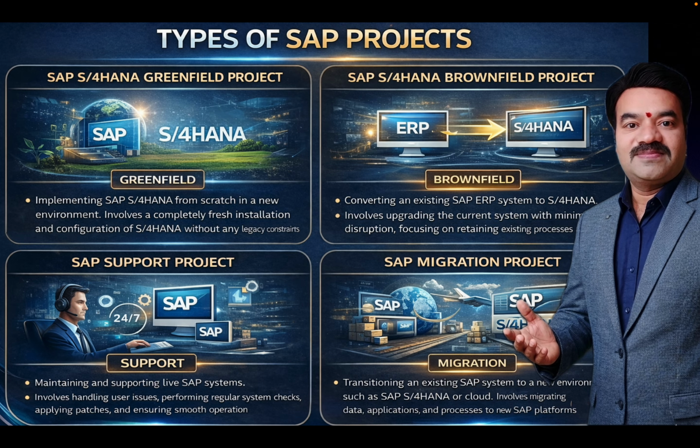Now here we have the SAP support project, where we are going to maintain and support live SAP systems, just in case the implementation is already done for a company. I was telling you about BMW, right? SAP sells the software, and there will be an implementation partner. For example, IBM is the implementation partner, BMW is our end client, and SAP is the company that sells the software. Once the software has been sold by SAP, the implementation partner will be implementing it.